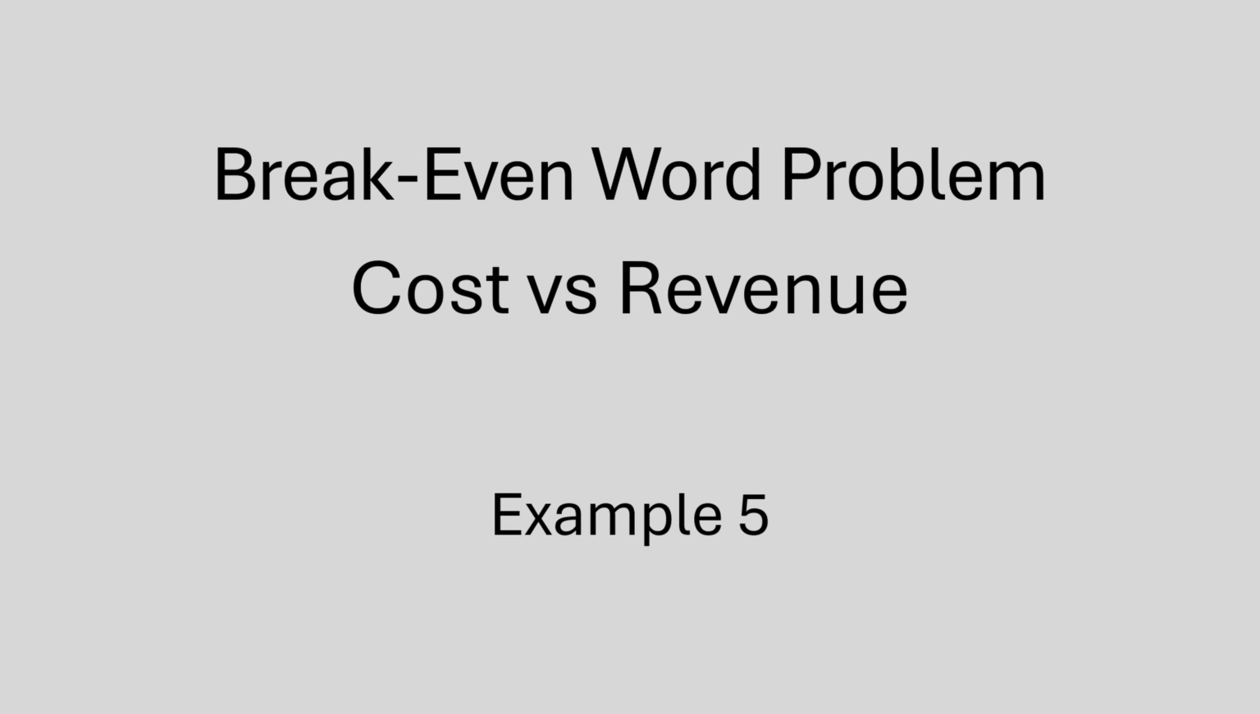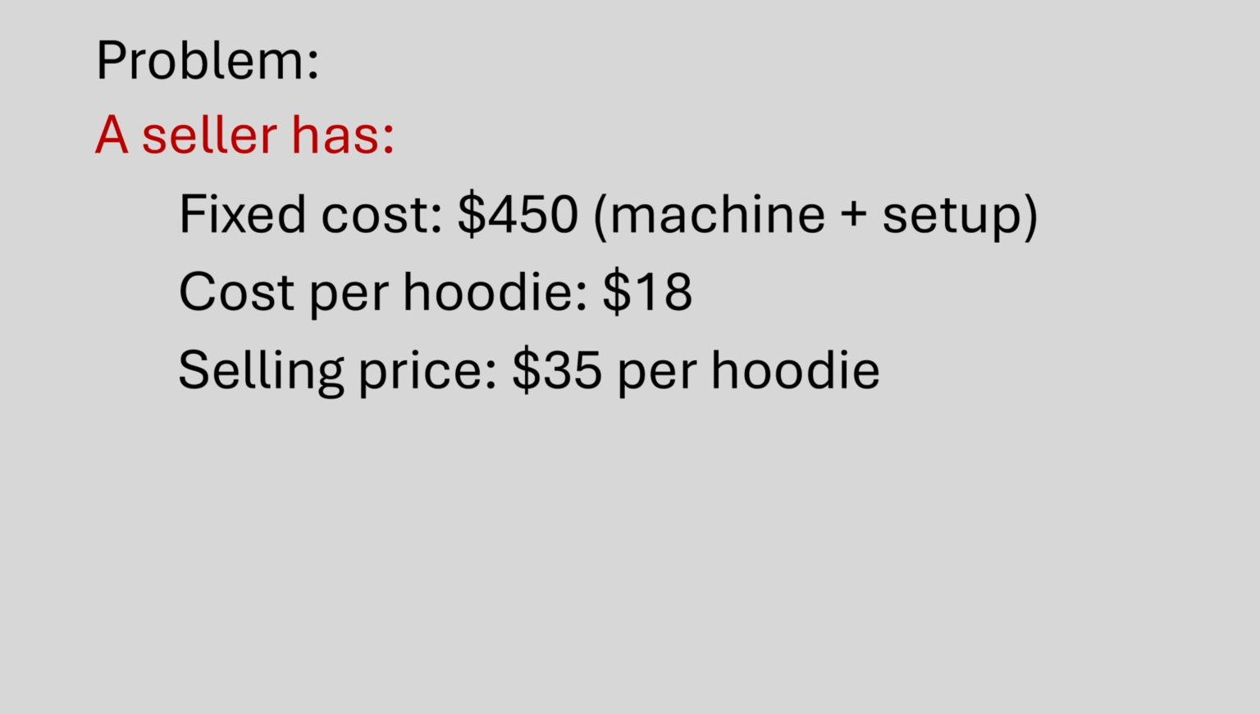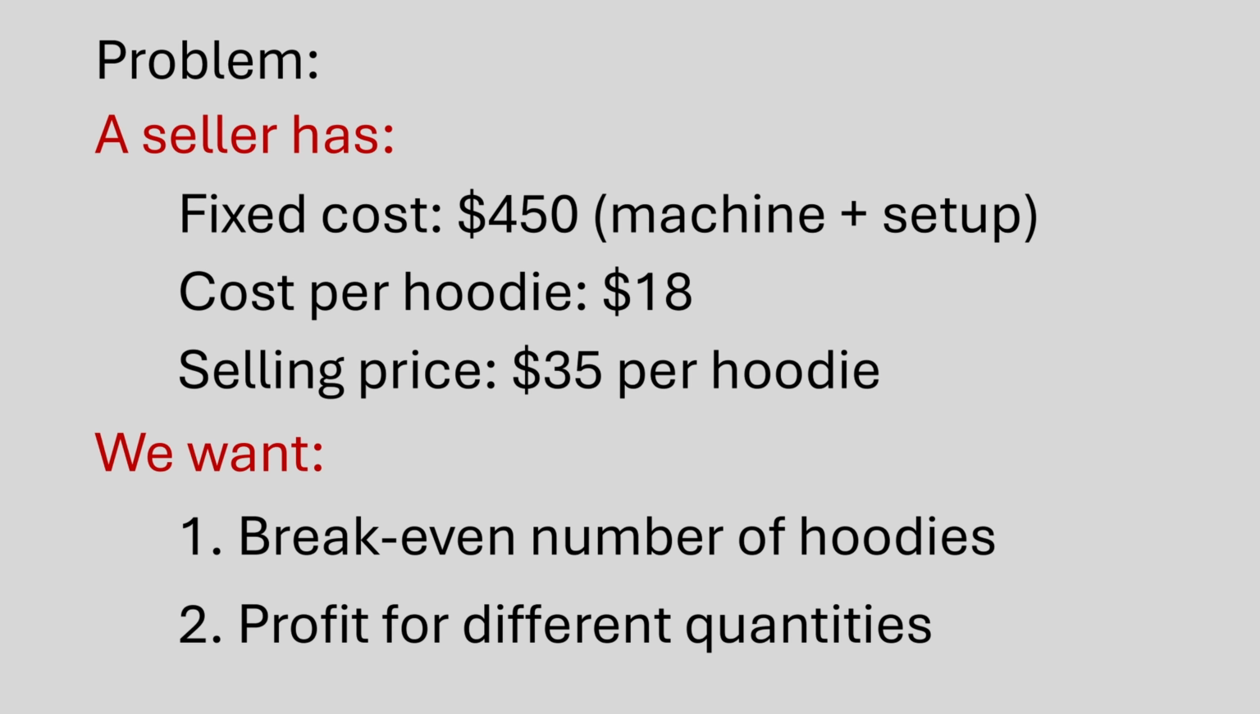Break-even word problem. Cost versus revenue. Problem. A seller has a fixed cost of $450 for machine and setup. Cost per hoodie $18. Selling price $35 per hoodie. We want the break-even number of hoodies. Profit for different quantities. Step 1.